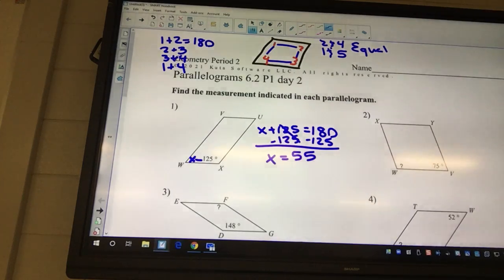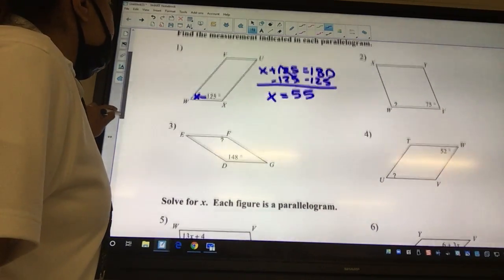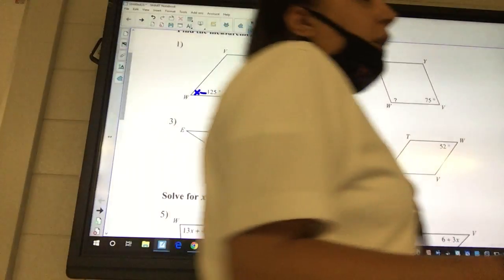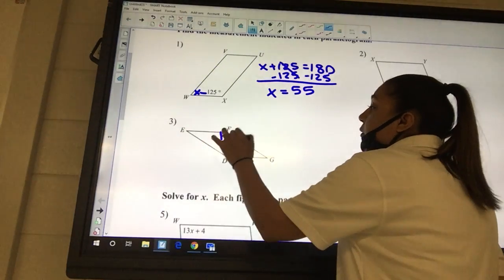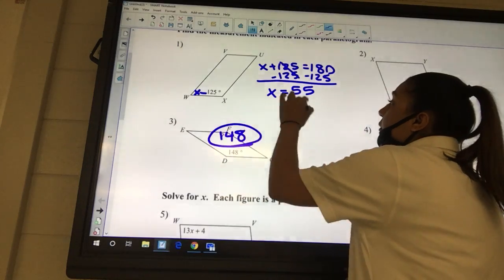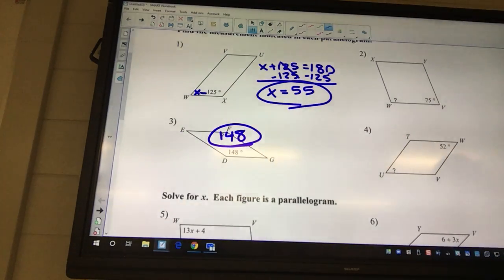Now look at the next one. Is it same sides or opposite sides? Opposite sides, which tells us what? It's going to equal 148. Whatever one equals, the other one is also equal to. So this one is just going to be 148. Those are the super easy ones that we did yesterday.